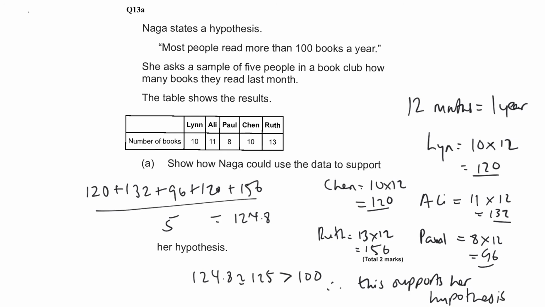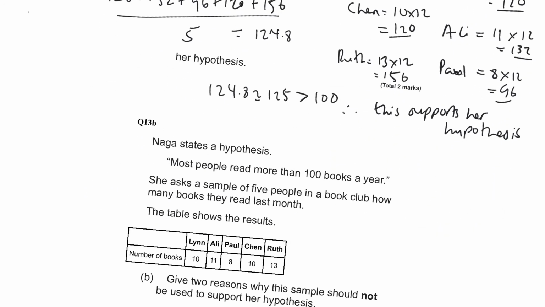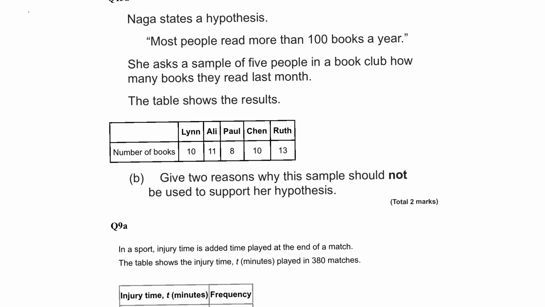Okay, so now again, same question, but follow up. It wants us to give 2 reasons why this sample should not be used for a hypothesis. First of all, 5 people is a very small sample size. So first thing is sample size is small.